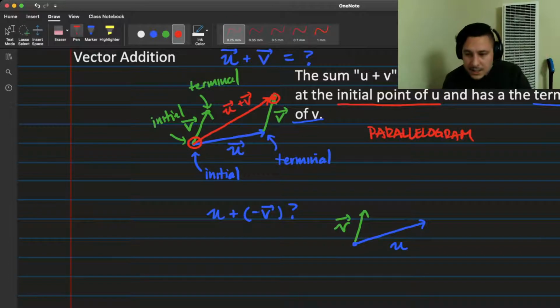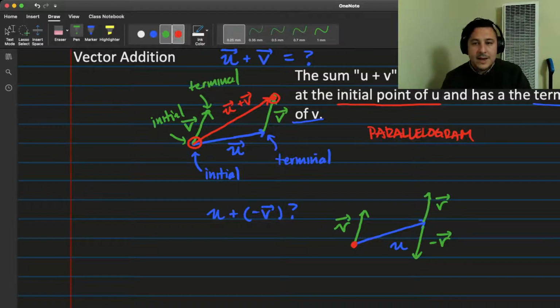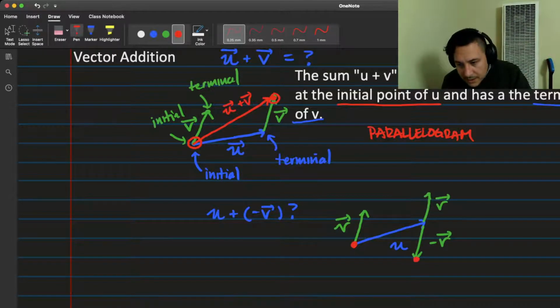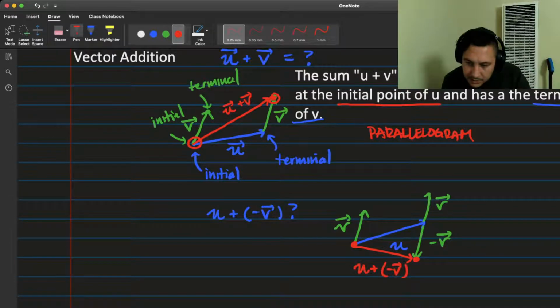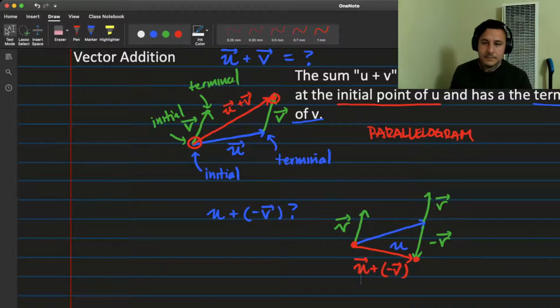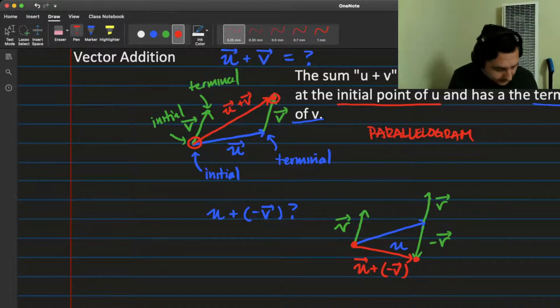So I'm going to start at this initial point, which I'll mark in red. I go to the end of u, and instead of drawing v, I want to draw negative v, which will go in the opposite direction. And now I get my terminal point right here. So this vector right here is u plus minus v. Notice it has a different direction compared to the example above.